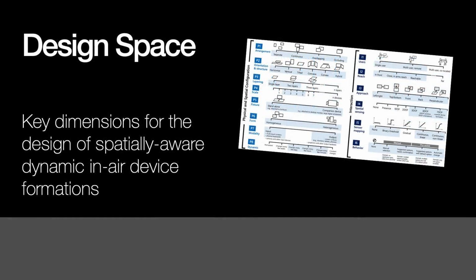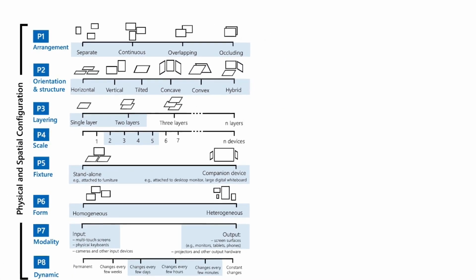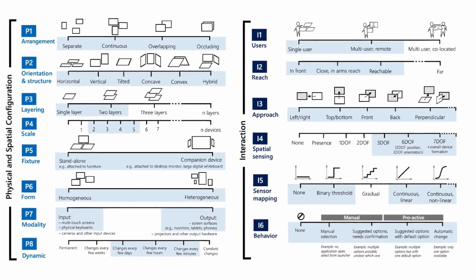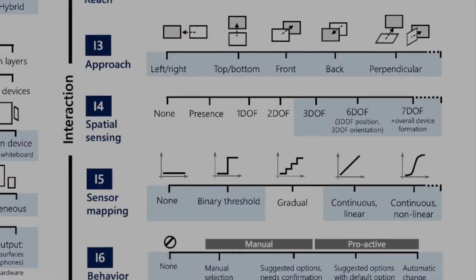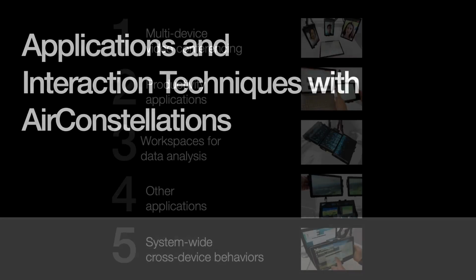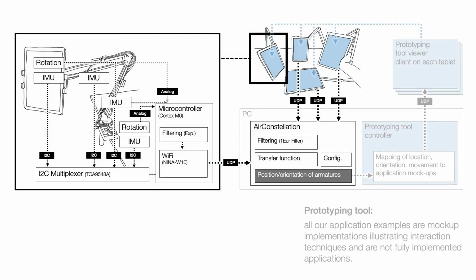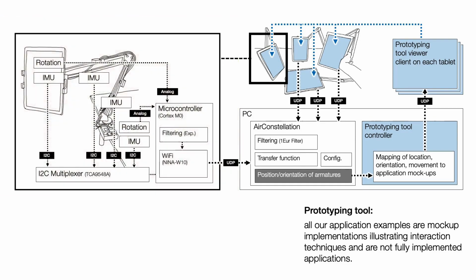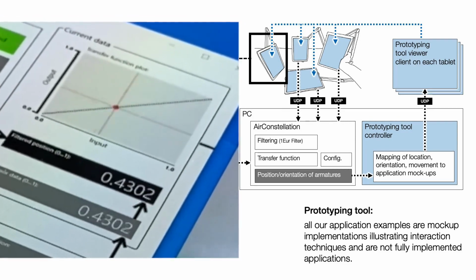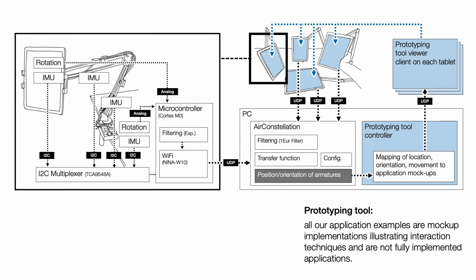We synthesized a design space for mid-air spatially aware cross-device setups along 14 dimensions of hardware configuration, such as physical arrangement and orientation, structure or layering, and interaction, with dimensions such as physical reach, approach of devices, sensor mapping, or behavior. We will go through a number of applications and interaction behaviors, illustrating techniques all across the design space. All applications are implemented with a prototyping software that uses the sensed information of 3D position and orientation of devices and formations to drive mock-up implementations of application behaviors, responding to any changes of orientation or proximity between devices.